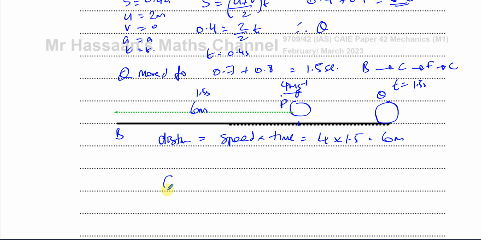Now, we're going to figure out what to do here. I know that Q is moving. I know that, sorry, this is P.